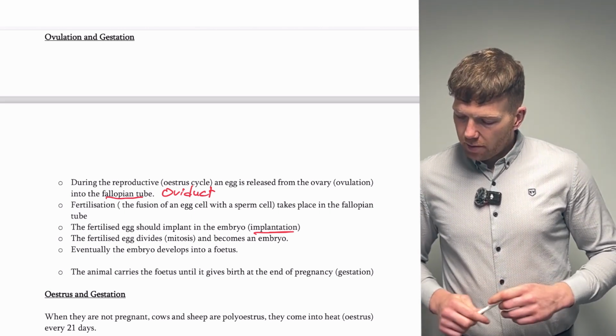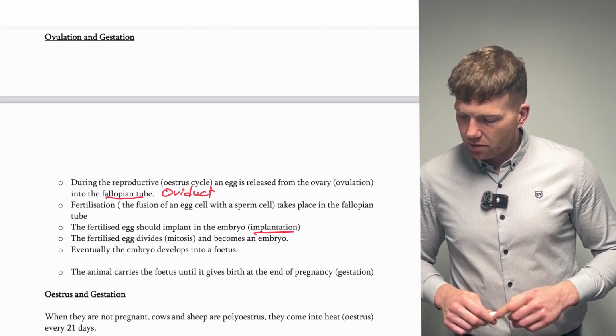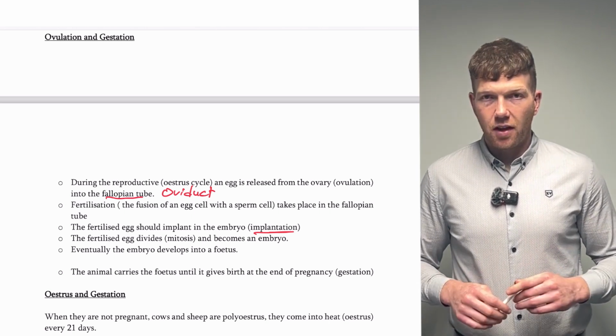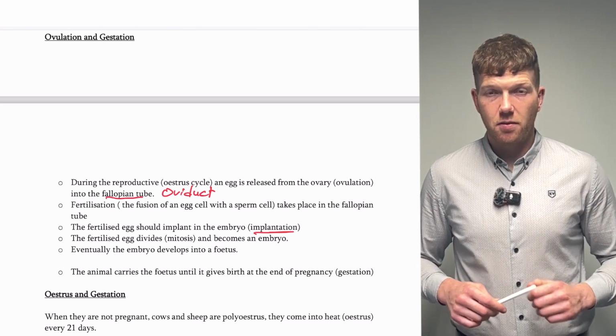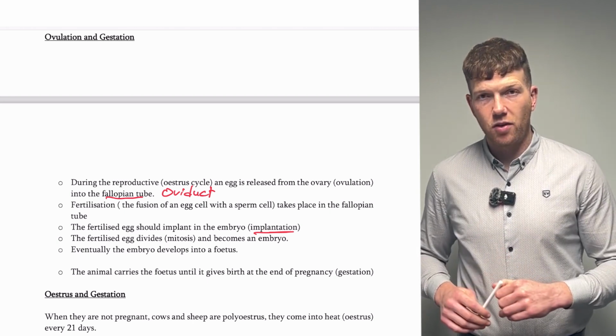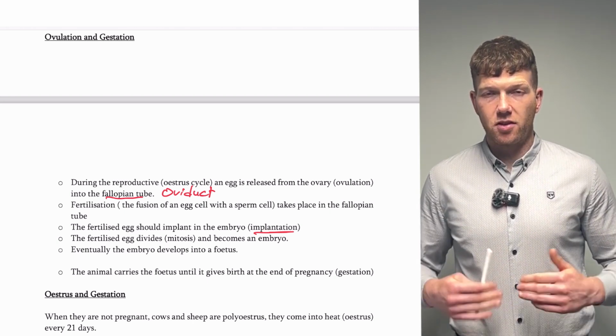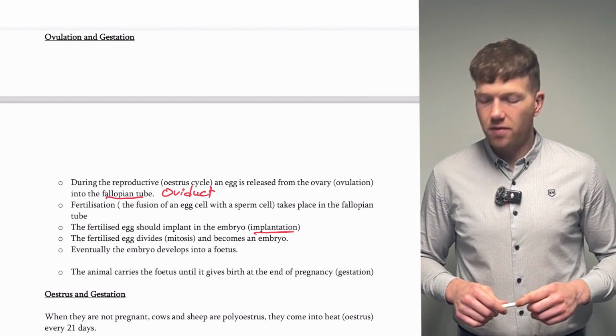Anyway, during the estrous cycle, an egg is released from the ovary. That is ovulation. It happens once every 21 days for cows. We're looking at cows in a bit more detail because there are chapters on dairy and chapters on beef as well.